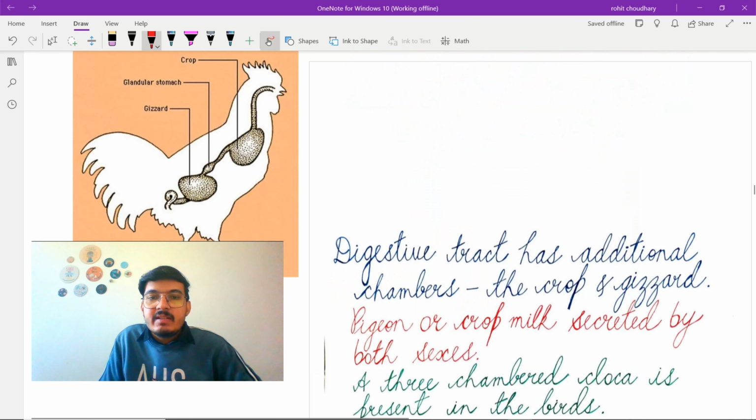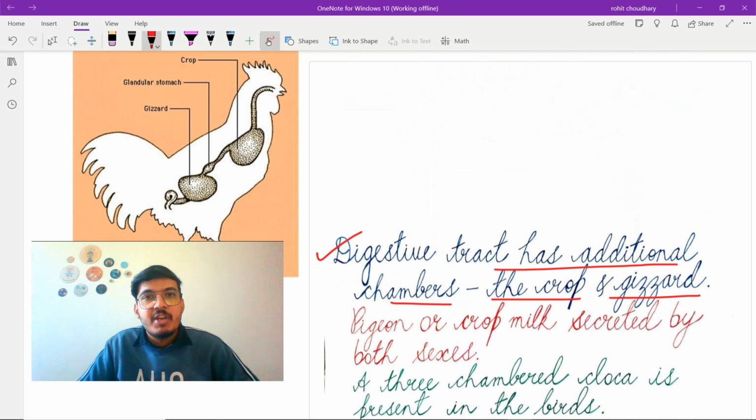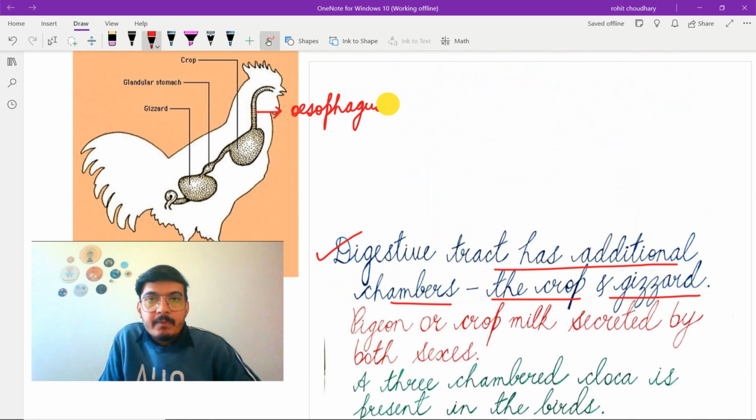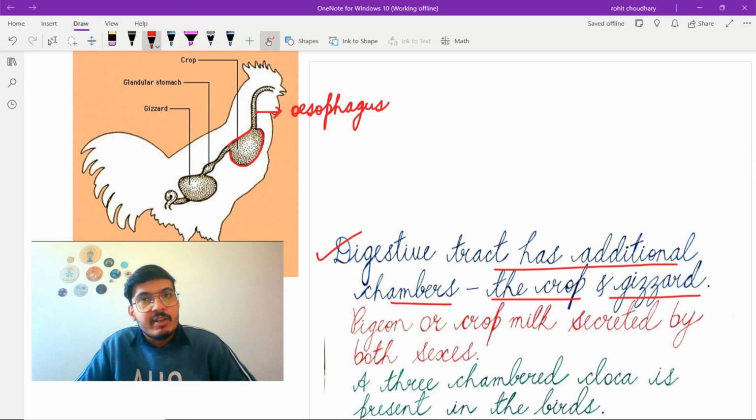The next characteristic feature is digestive tract has additional chambers, namely the crop and gizzard. So there are two additional chambers, the crop and gizzard. As we can see in this picture, this is the esophagus. And this esophagus is modified into crop, and this crop is for quick food ingestion and storage. This crop helps in softening of food as well.